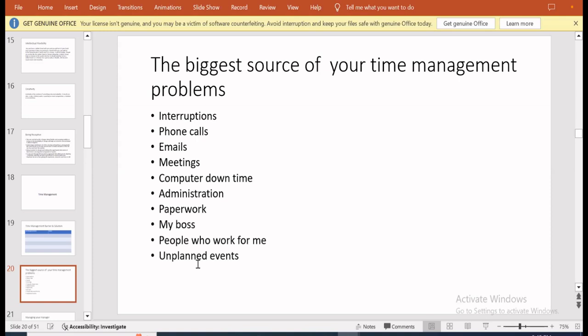Administration, you are working with your team members, you have to allot work, you have to allocate work, you have to get work, you have to sit in meetings with your juniors. So this is also an important part of your time being taken away. Paperwork, documentation is there. For that reason, you cannot complete. Your boss is killing your time.